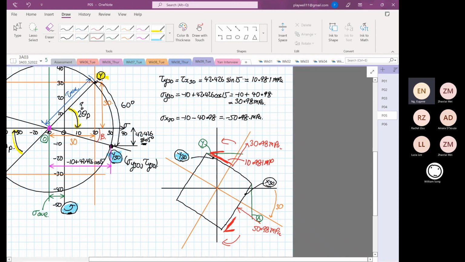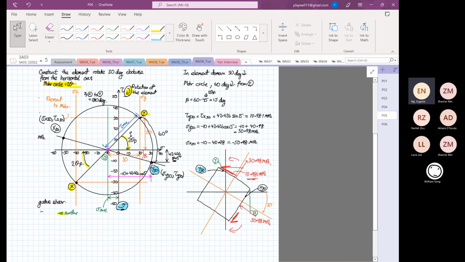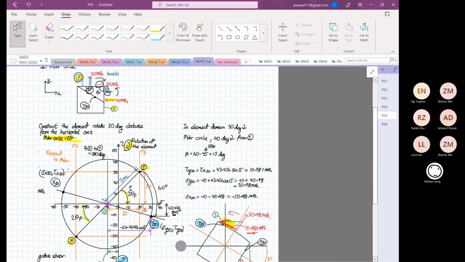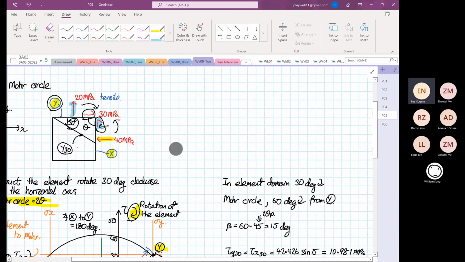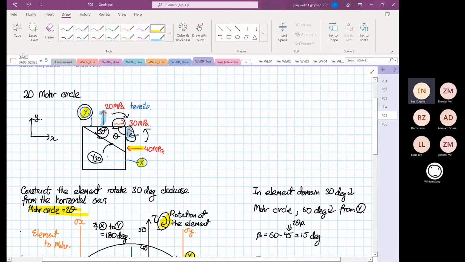So this value in terms of shear is 10.981 megapascal. So the difference between this example and the principal plane one is you have what? You have shearing stress. Okay. Now, some of you will say, Eugene, can we rotate it from X? Can we rotate this orientation from X? Right? Yes, you can. The answer will be the same.